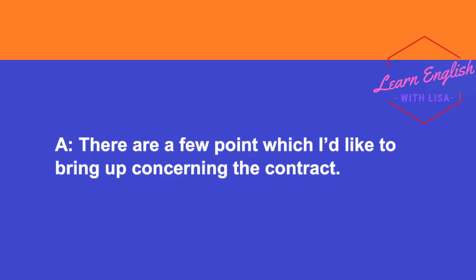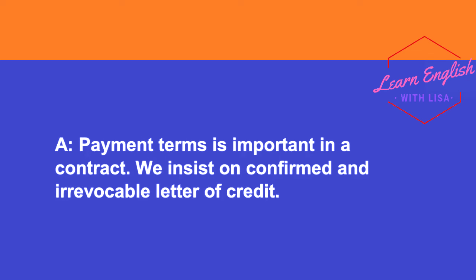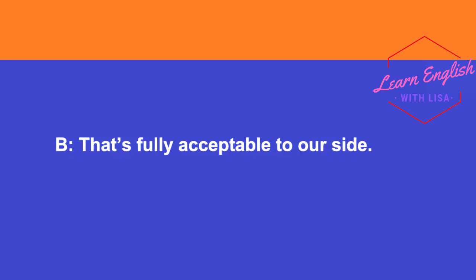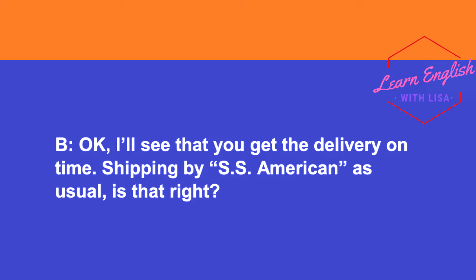There are a few points which I'd like to bring up concerning the contract. I'd like to hear. Payment terms is important in a contract. We insist on confirmed and irrevocable letter of credit. That's fully acceptable to our side. And we shall make the contract more specific on the delivery. Okay. I'll see that you get the delivery on time.